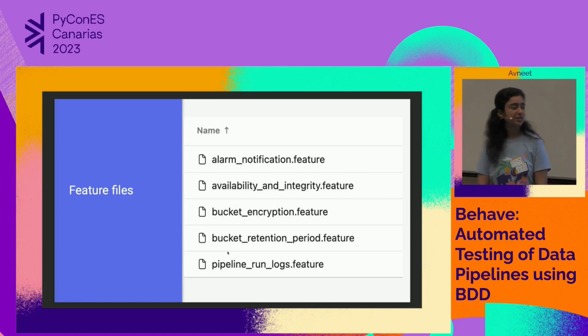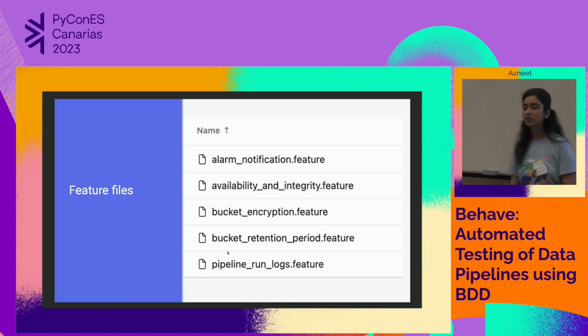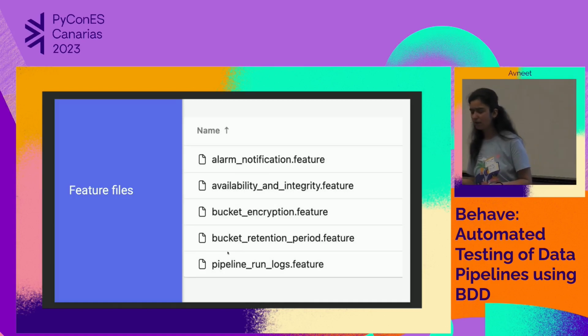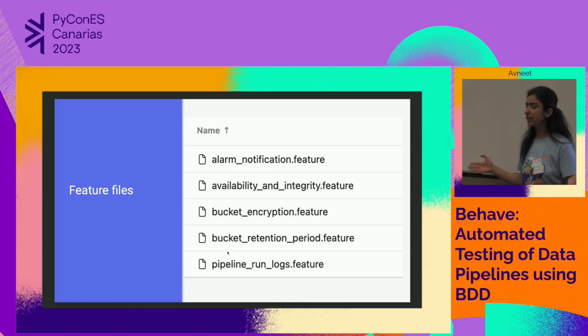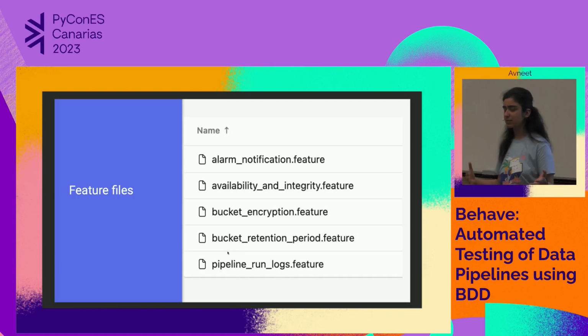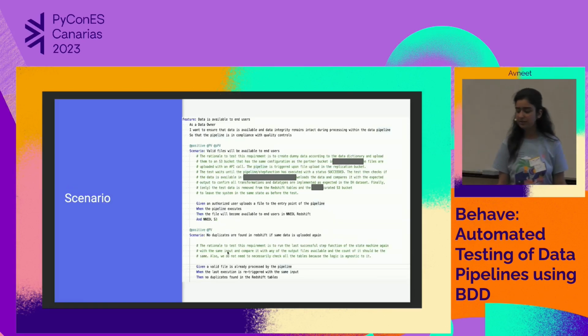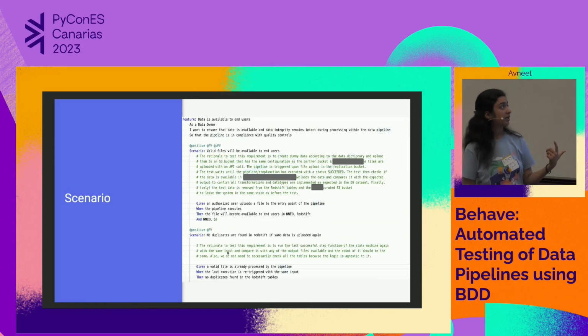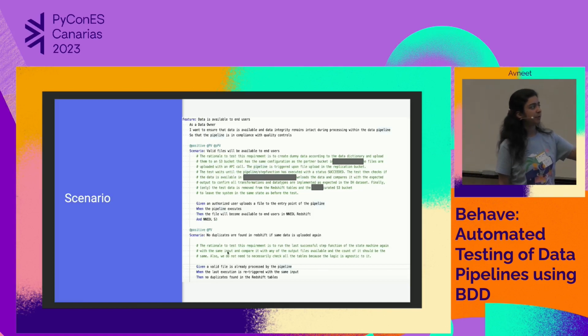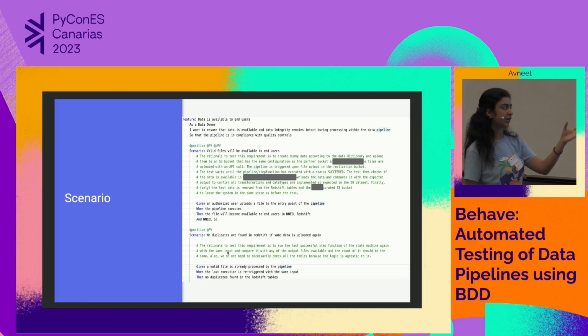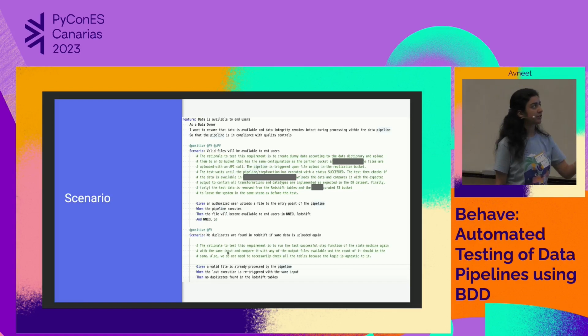And finally, we have something called the pipeline run logs, which are the run logs for the entire pipeline, and they tell us about the monitoring of the pipeline. And once you have these feature files, there's a scenario that looks like this. And all you have to do is then write step implementations for this particular scenario.